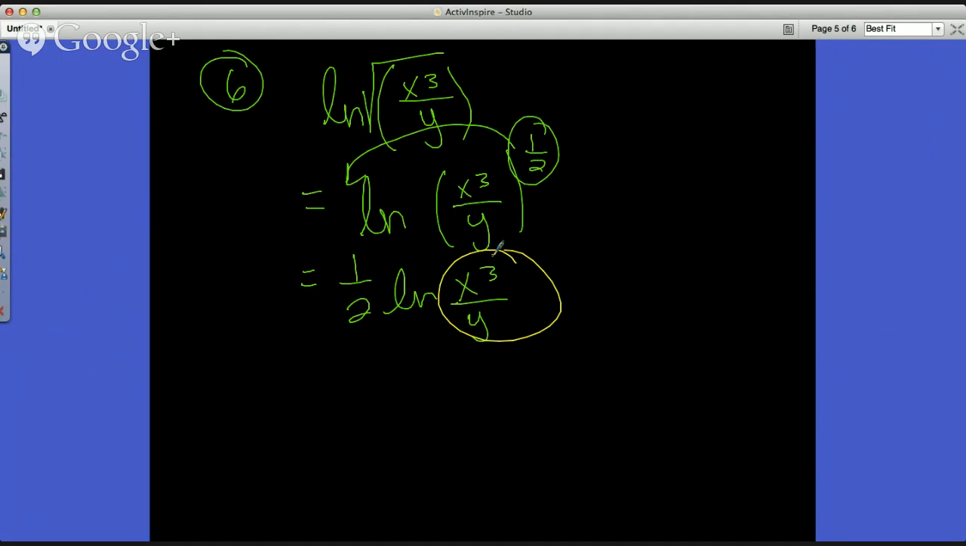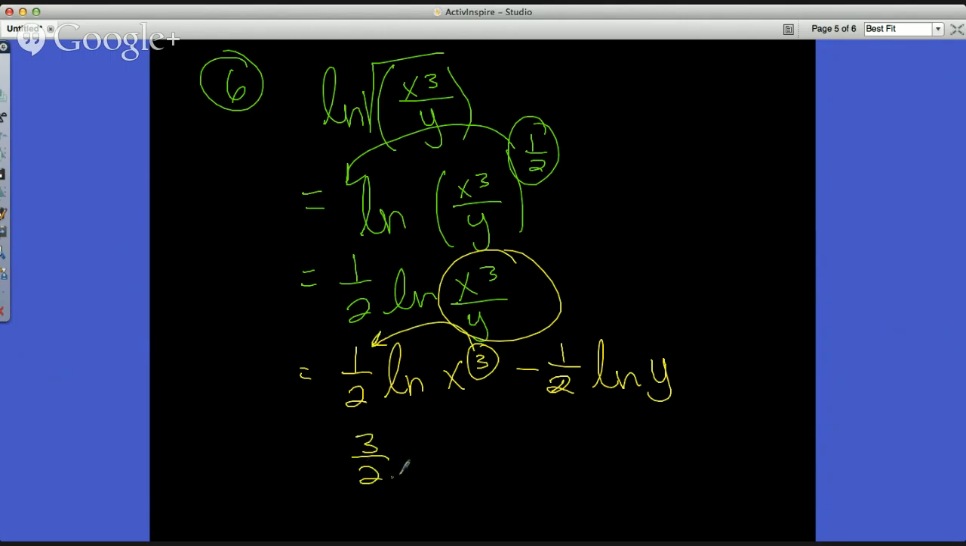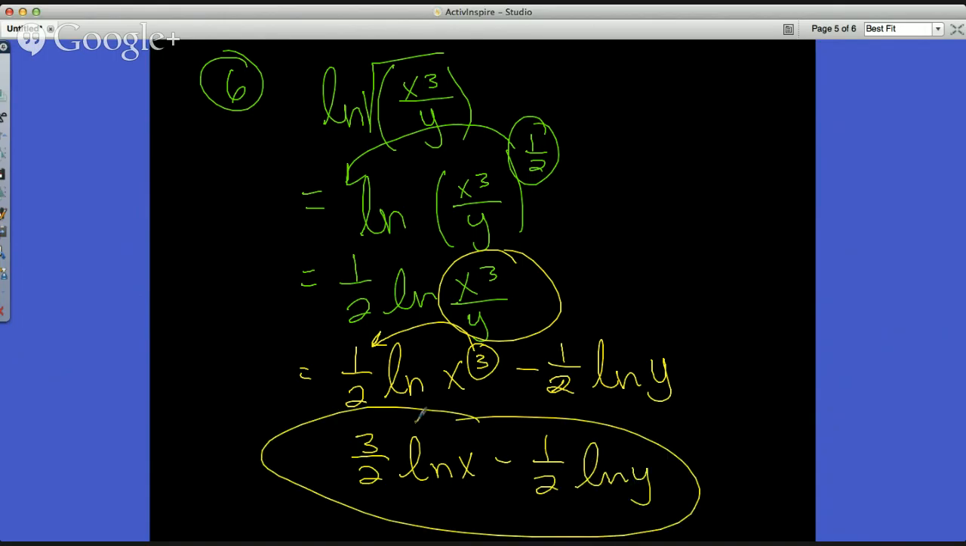Well, you have the change of base, not the change of base, but isn't it where you can have two different things? So it'd be 1/2 ln of x cubed, and then minus 1/2 ln of y. Perfect. Only one other thing: if I shoot this 3 to the front, then I'd be left with 3/2 ln of x minus 1/2 ln of y. And that right there is what we call expanding. That's how we expand a natural log, or a logarithmic equation, either way.